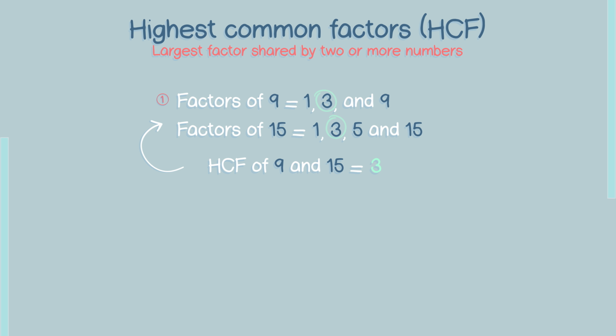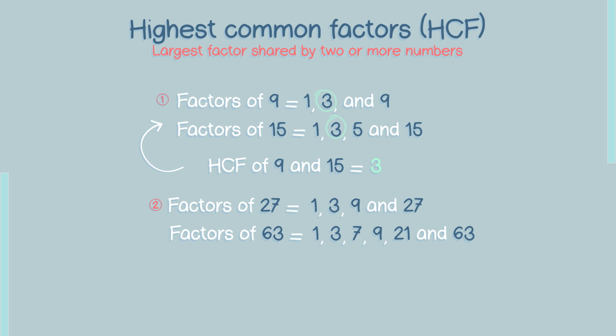Let's try one more example. What's the highest common factor of 27 and 63? Here are their factors. Now we just find their common factors, and we see that the largest number is 9, so the highest common factor of 27 and 63 is 9.